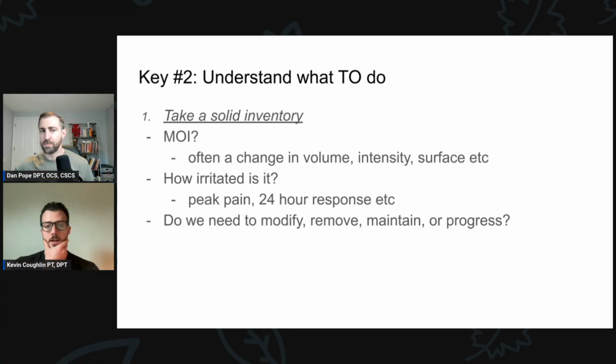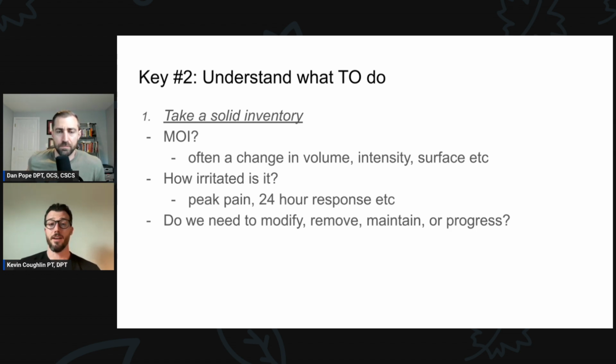All right. And now key number 2, just shifting. So understanding what to do with your patient. And I think the first thing is just take a solid inventory and make sure that you're understanding where this person's coming from. And these were some of the things that Dan had talked about in our previous episode on what to know about IT band pain.